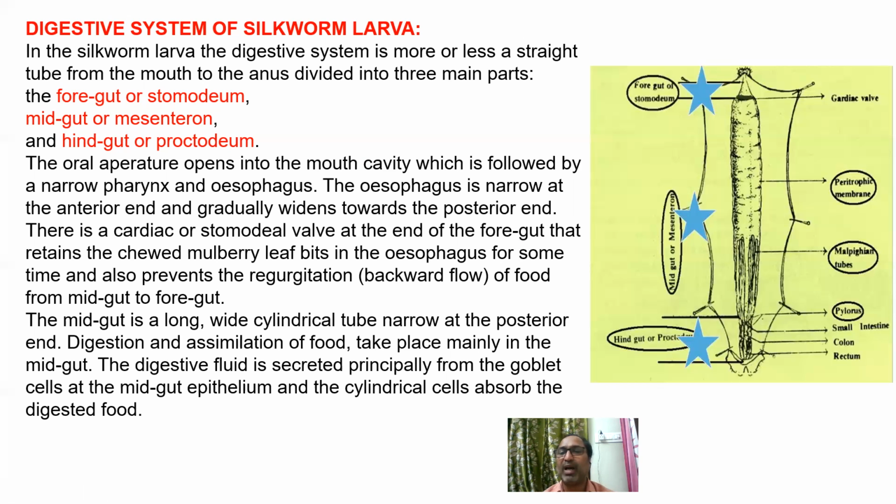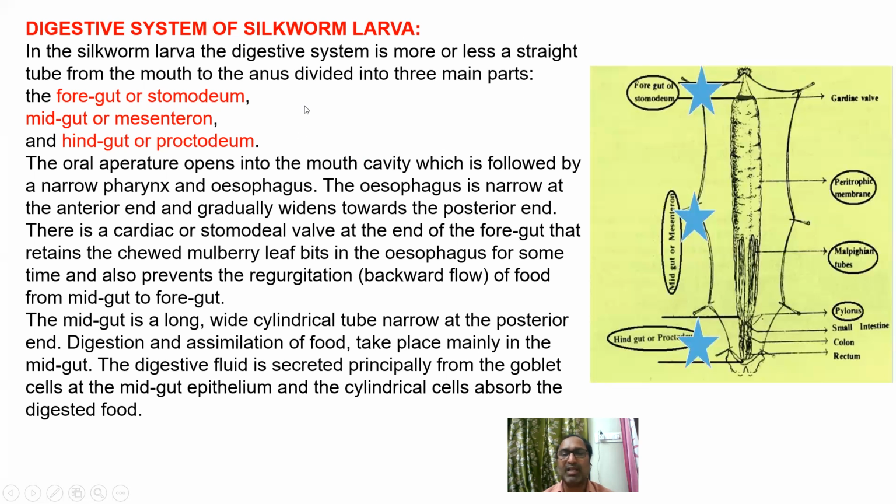If the food particles enter from the stomodium to the mesenteron, they may not get back because of this cardiac valve. So this is the characteristic feature of this cardiac valve or stomodial valve. Here you see the cardiac valve or stomodial valve. That is the prominence of this valve. And the next is the midgut.